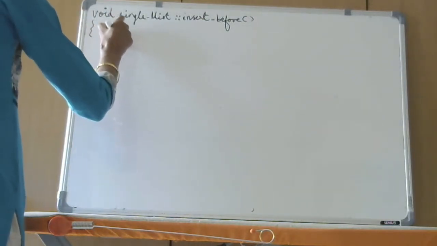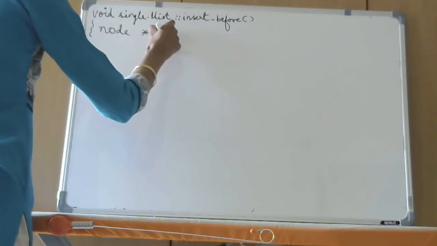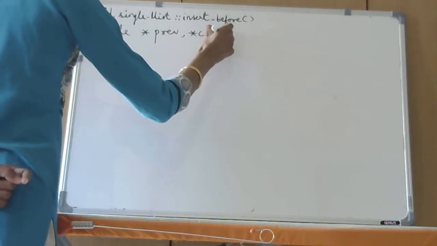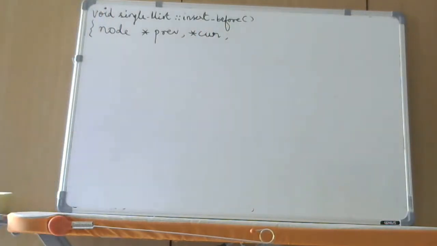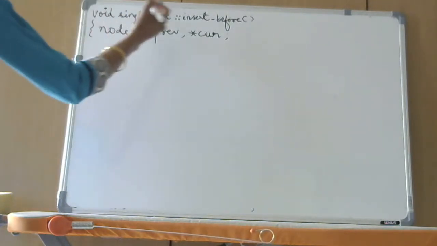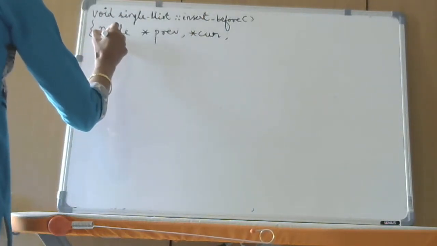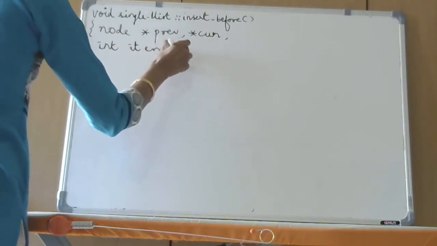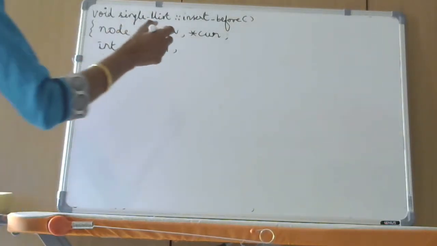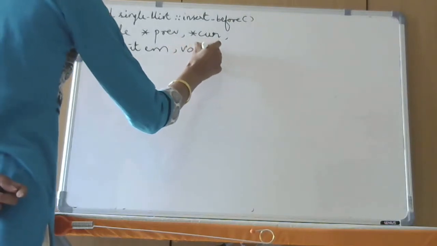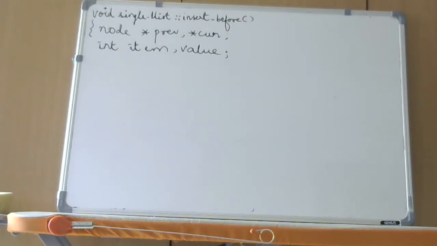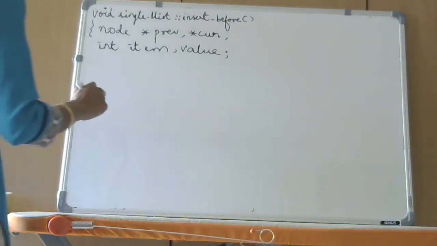Let us see. Initially I am going to take two pointers, previous and current, which I am calling PREV and CUR. Then let me declare some variables. One is value, which is what you want to insert. The other is item, which is the element before which you want to insert. That is your item.